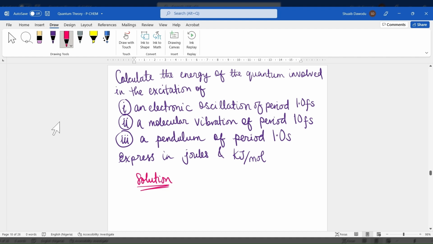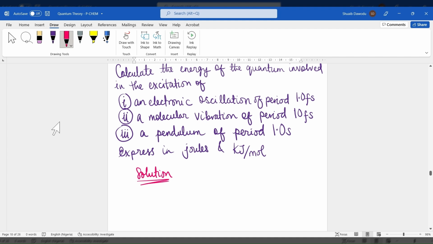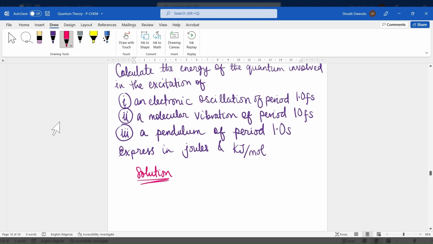So what this question is telling us is that we're supposed to calculate the energy of a photon, and we're given one, two, and three. Just know that one, two, and three are independent questions. They are not questions that are part of a bigger question, like part one, part two, and part three. So there are three independent questions that we're actually supposed to solve. We're supposed to calculate the energy of the quantum for the first question and do the same thing for the second and the third question.